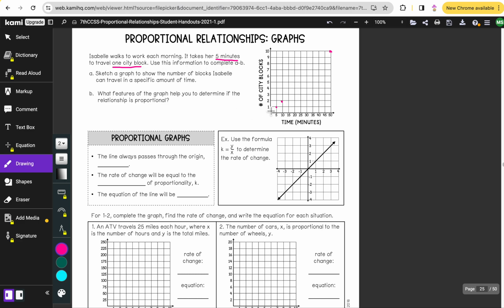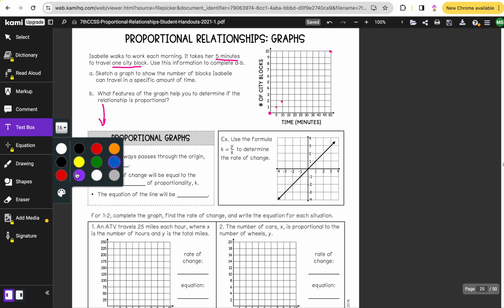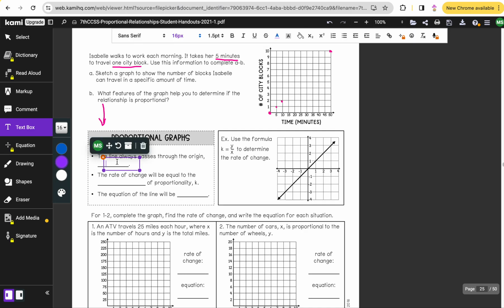Graphs of proportional relationships also go through the origin, the point 0, 0, which makes sense, right? If she were to walk 0 city blocks, it would take her 0 minutes, or if she walked for 0 minutes, she would go 0 city blocks. So in part B, basically all of that information is going to be right down here. So when we have the graph of a proportional relationship, the line always passes through the origin, which is, of course, the point 0, 0.